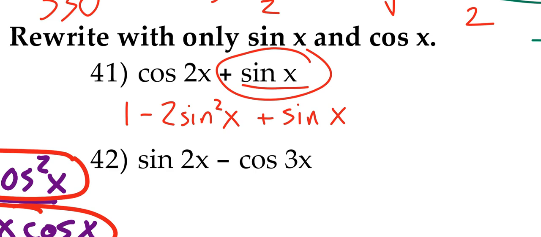Wait, so how did you know to choose sine? What do you mean? Why did you choose to do all sines? Because there's no way that I can substitute something for this. That is locked in place, ain't moving. Okay. Now, this actually answers the question.